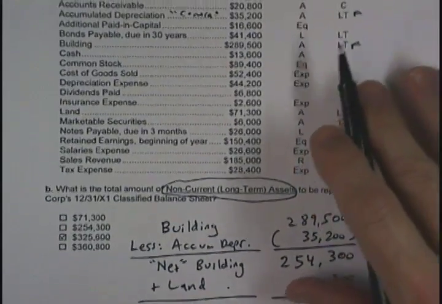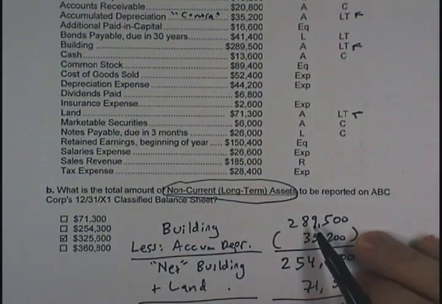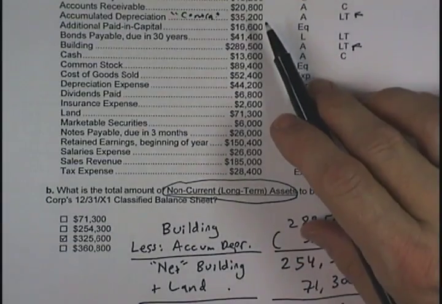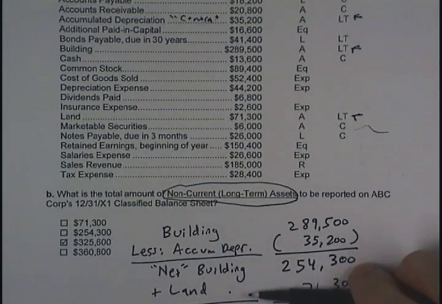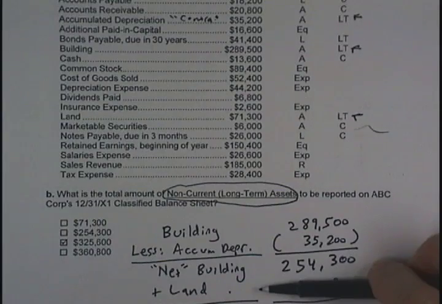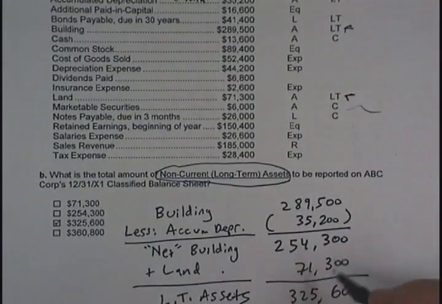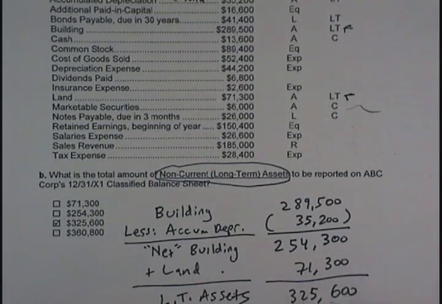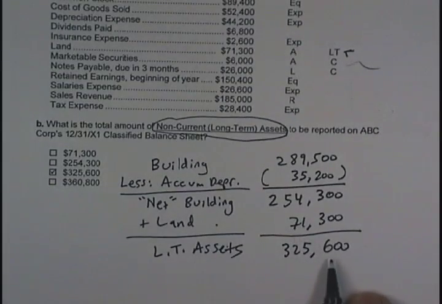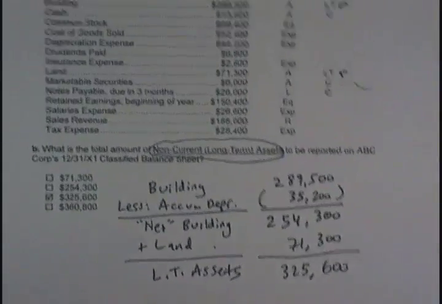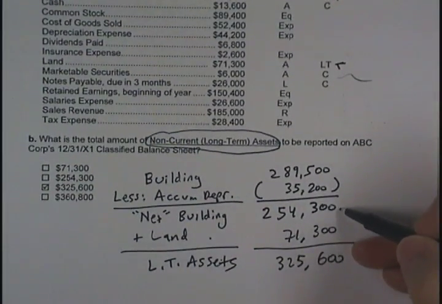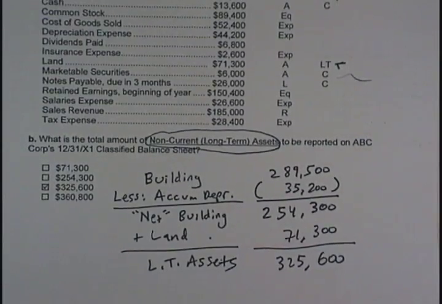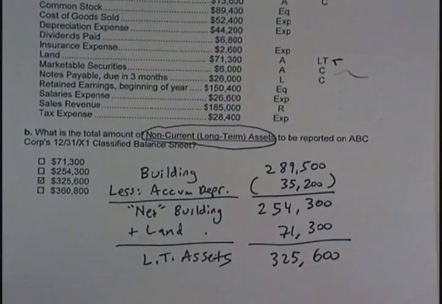So with the building here, $289,500 less the $35,200 depreciation accumulated against it gives us net building of $254,300, plus the land is the only other long-term asset of $71,300. Gives us the balance of $325,600. So that contra asset account, accumulated depreciation, goes against the building, and then we've added the other long-term asset, the land, to get the total long-term assets.